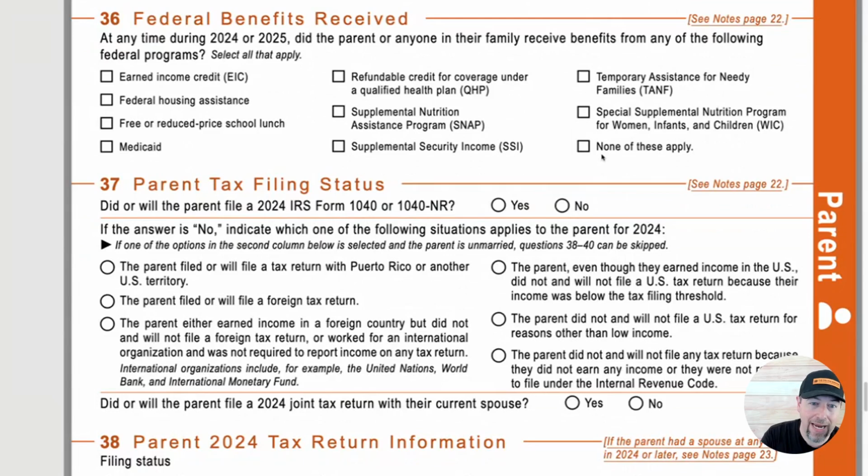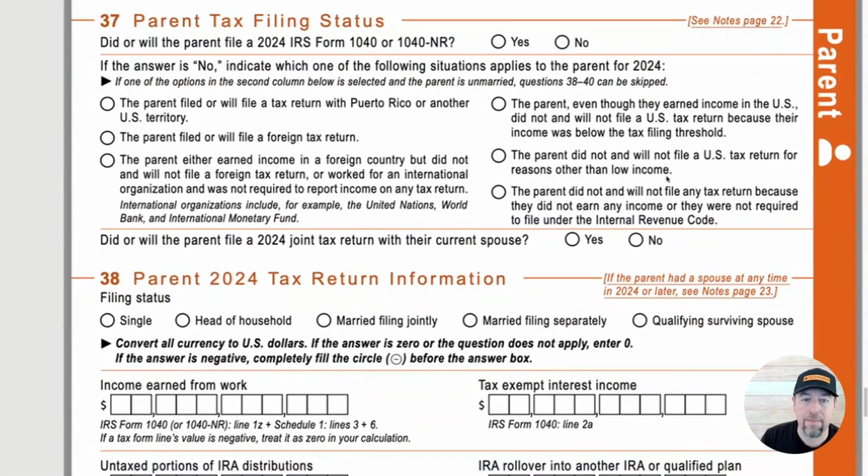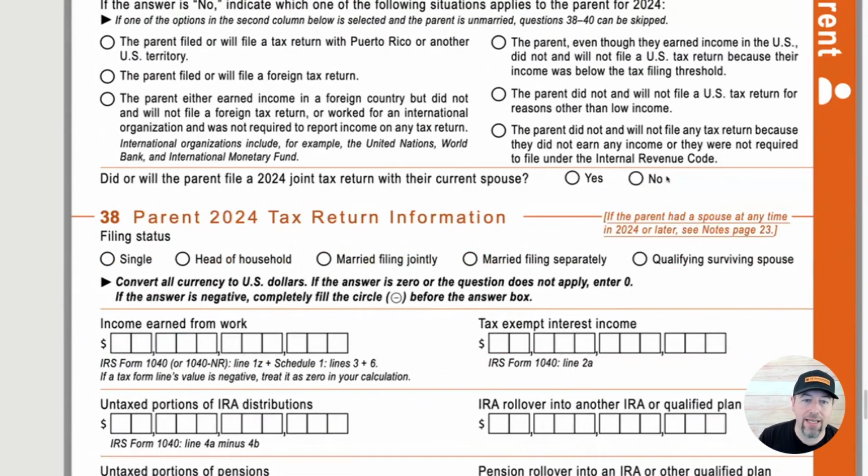If you as the parent received, or anyone in their family received any of these things, so if the kid received free or reduced price lunch, the parent, choose that. Your tax filing status. Did the parent file a tax return? The answer should hopefully always be yes.